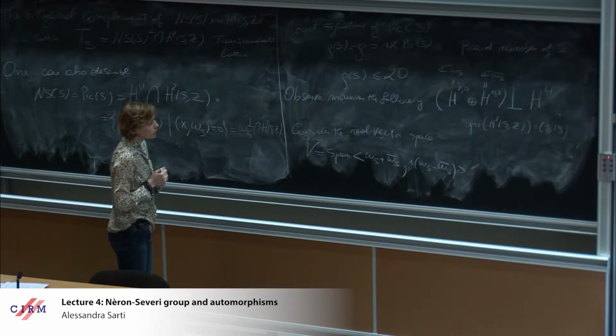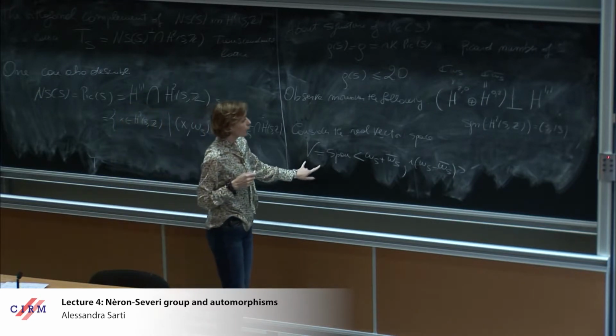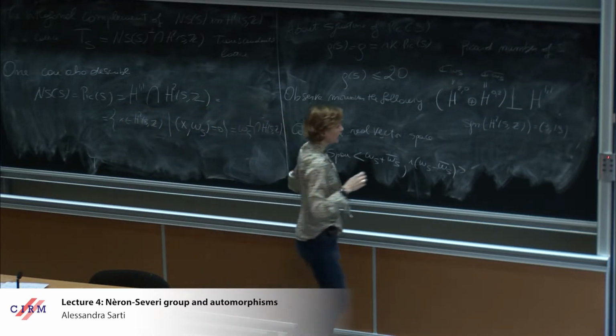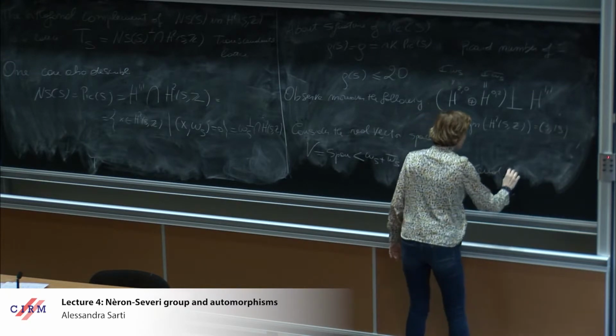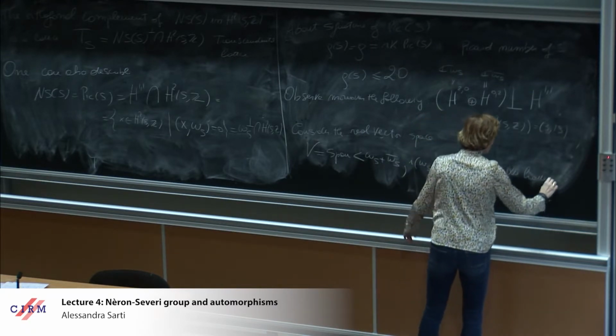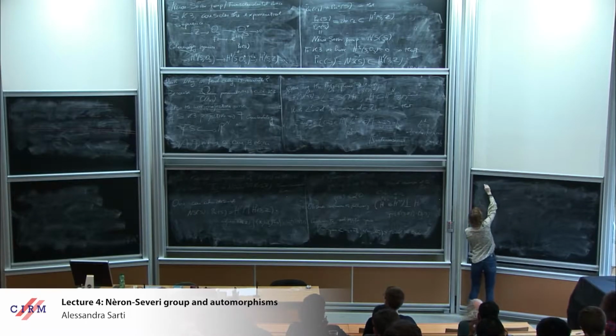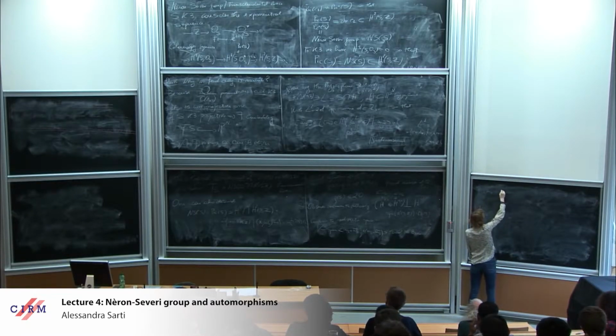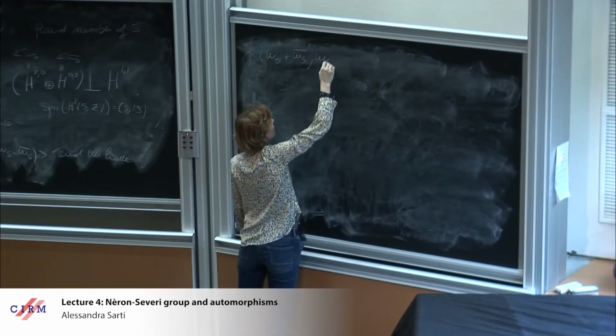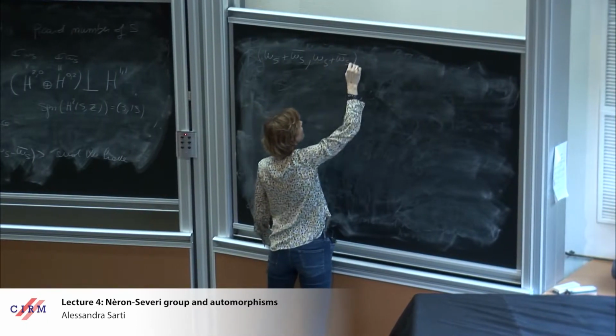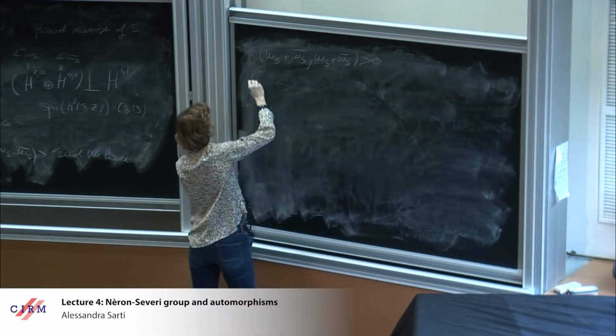So this is two-dimensional. And if you look at your bilinear form on that, we have, just by a computation as we did before, that omega_S plus omega_S bar times omega_S plus omega_S bar is positive, and also the other one.